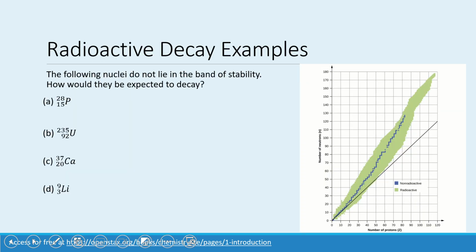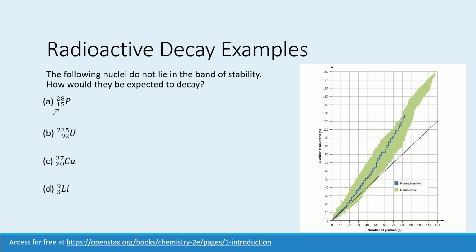Okay, so last set of questions here. The following nuclei do not lie in the band of stability. How would they be expected to decay? Typically the first thing I'm looking at is whether or not I have a heavy nuclei. So do I have a number of protons greater than 83? In the first example, I do not. I have 15 protons, so I need to decide if it lies above or below the band of stability.